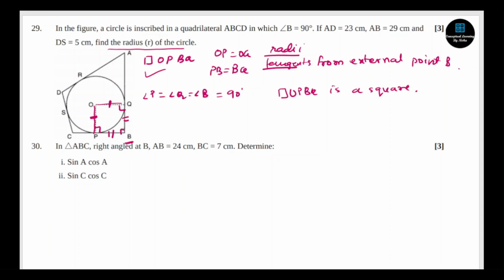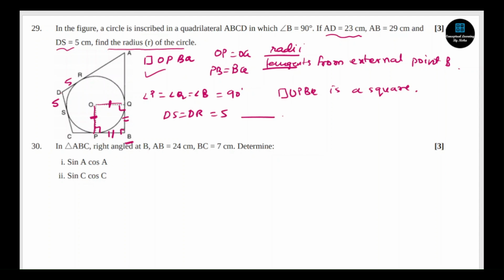Now, see what is given to us. AD is given to us which is 23. Also DS is 5. So start with DS. This is 5. So DR also 5 because you have to write the reason. D is the external point. DS = DR, two equal tangents from external point D. Write properly. So I have started with this. DS = DR = 5. So write the proper reason.